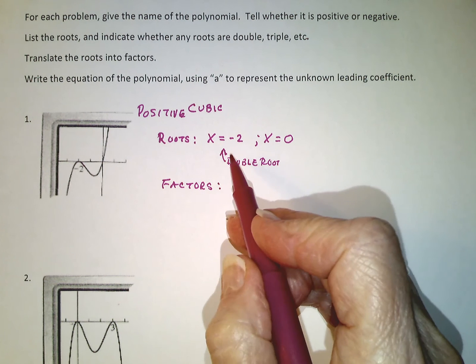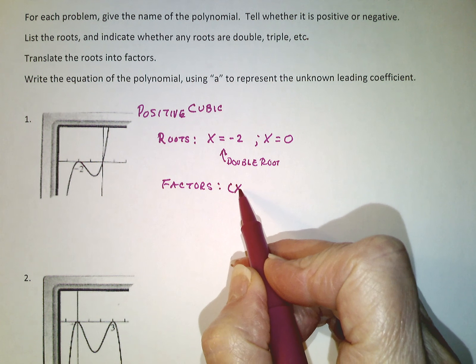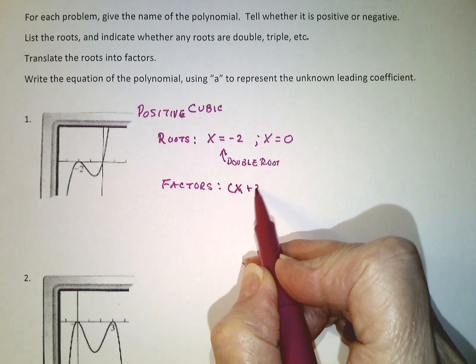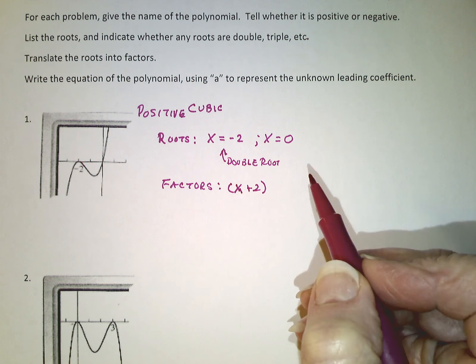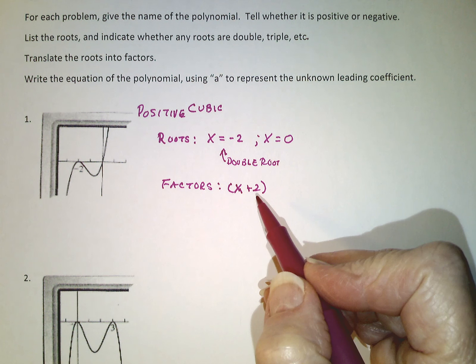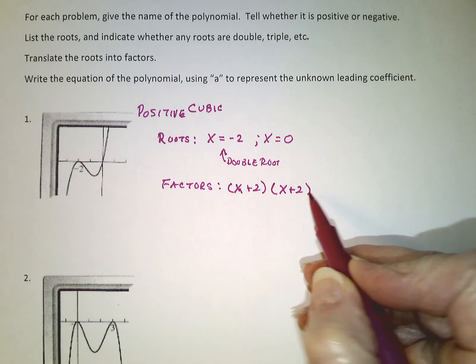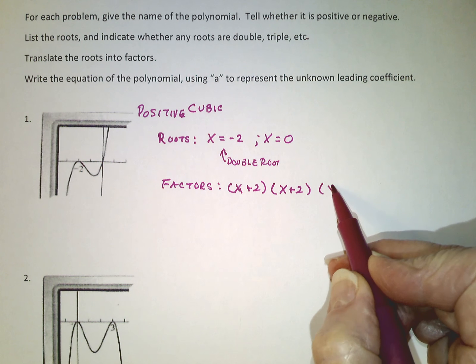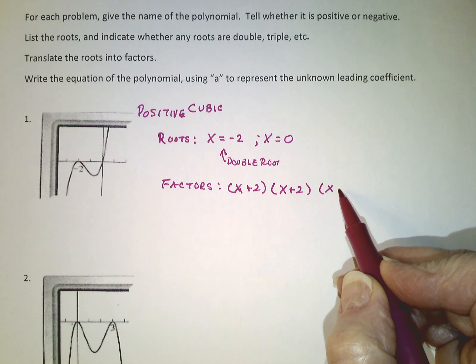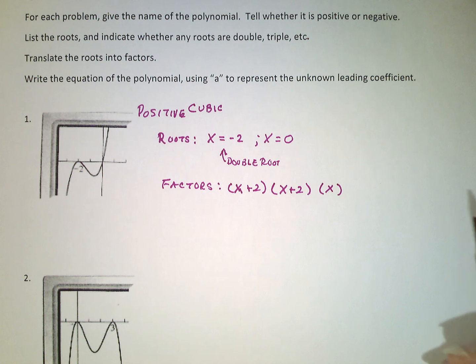We could write the opposite here. This is going to have to be x plus 2. If x equals -2 was a root, then x plus 2 has to be the factor. And there were 2 of those because of the double root. And then you can write x plus 0, x minus 0, or just plain x. It's up to you. I'm going to go with just plain x this time.